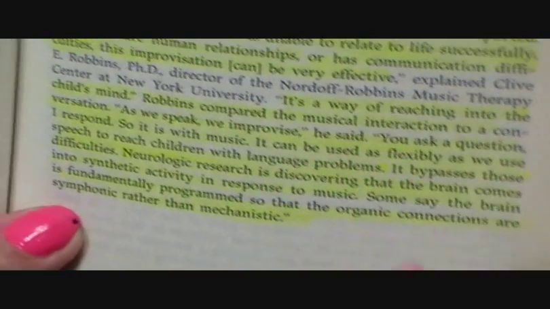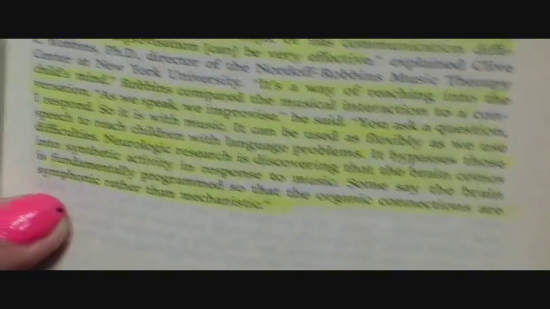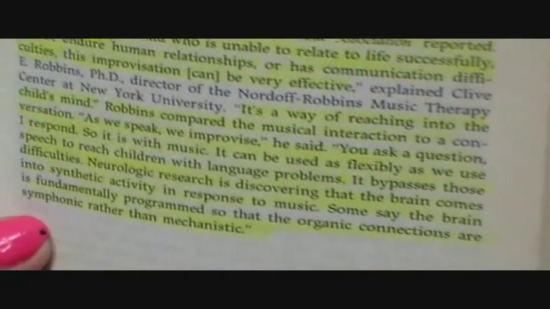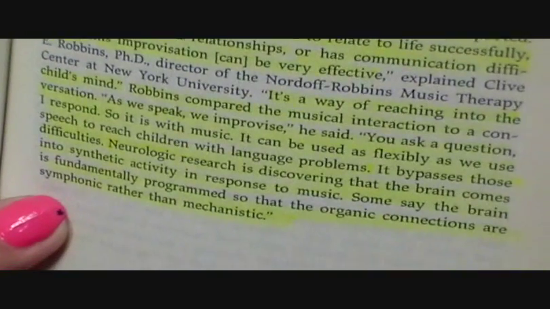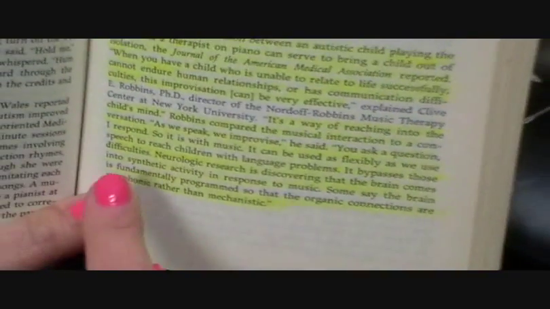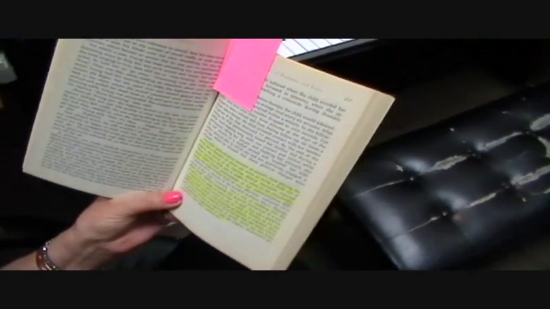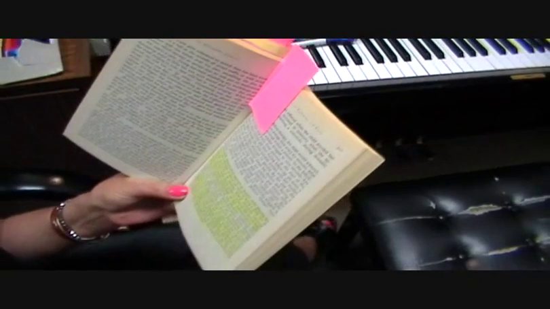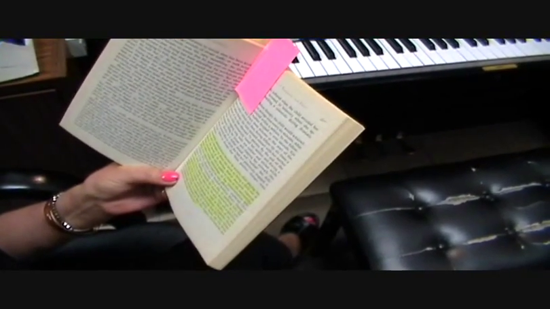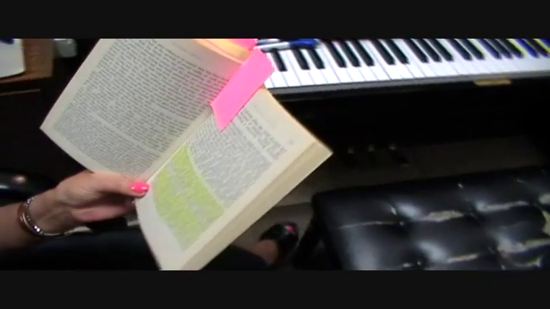Robbins compared the musical interaction to a conversation. As we speak, we improvise. You ask a question, I respond. So it is with music. It can be used as flexibly as we use speech to reach children with language problems. It bypasses those difficulties. Neurologic research is discovering that the brain comes into synthetic activity in response to music. Some say the brain is fundamentally programmed so that the organic connections are symphonic rather than mechanistic.